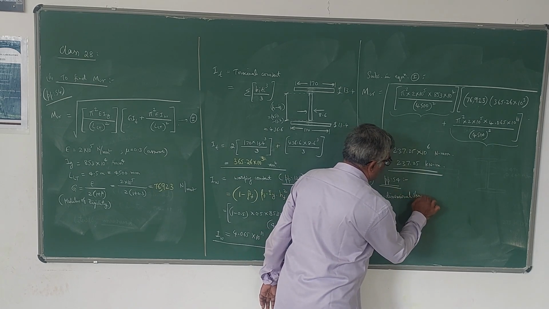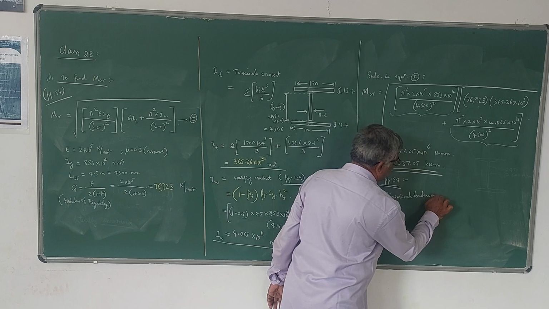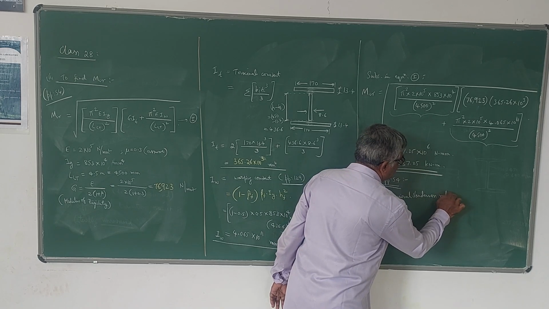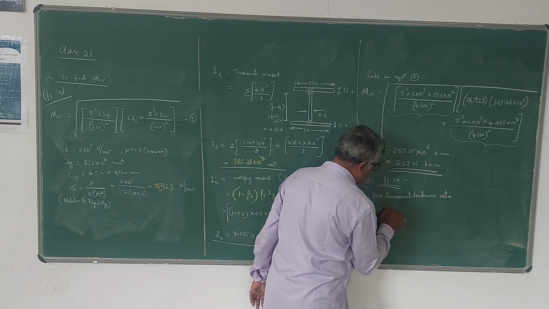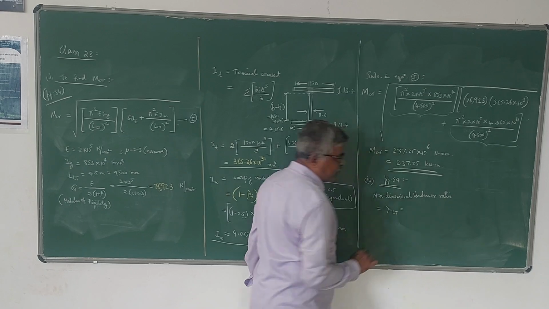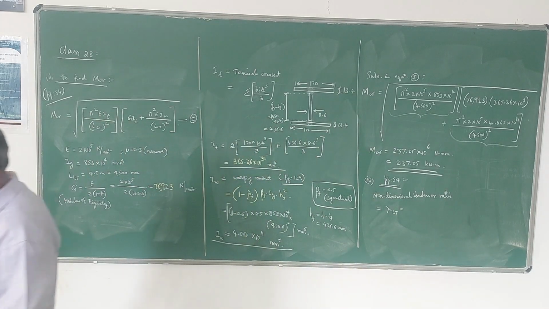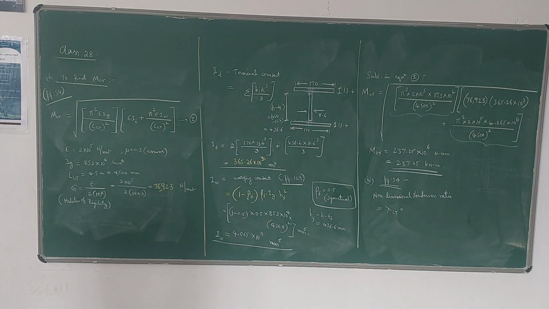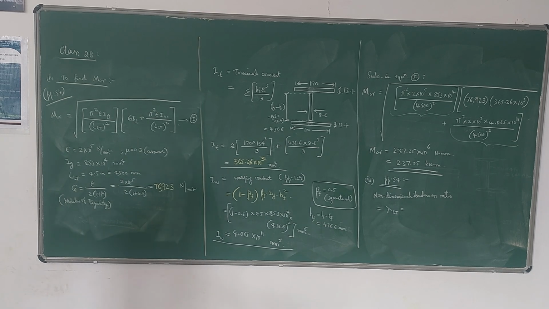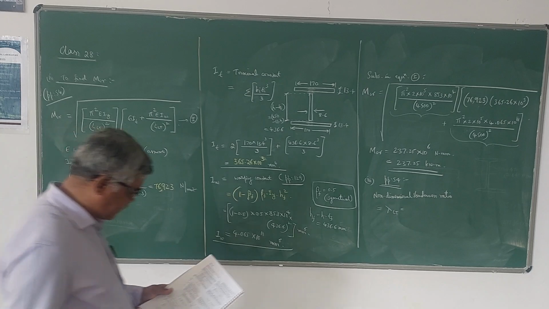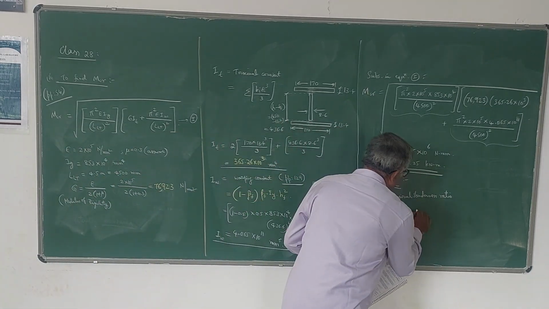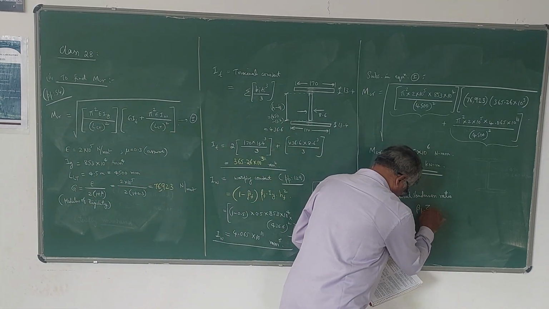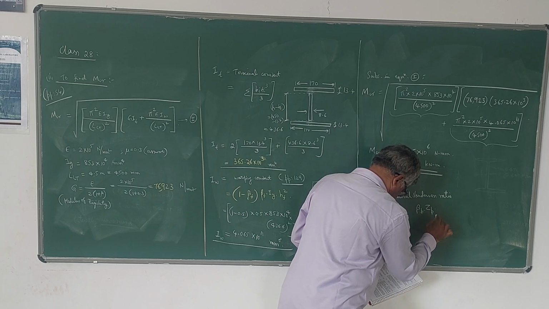Standardness ratio, which is divided by lambda LT. Write the formula. Lambda LT is equal to square root of beta B into ZP into Fy by MCR.